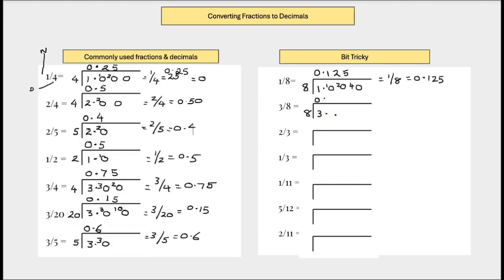So the next one, we have 8 and 3, which obviously doesn't go. So I'm going to put our decimal places and our 0 ready. So 8 into 30, we now go 8, 16, 24. So that's 3 times.